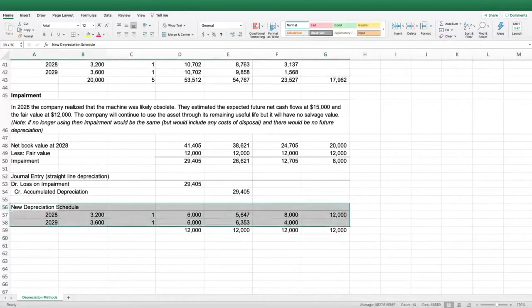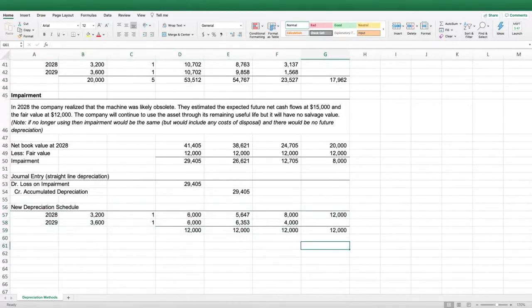So here's our new depreciation schedule after the impairment. So we just continued moving on with our depreciation under the new adjusted basis after the impairment. So that wraps up impairment. It also wraps up the problem I wanted to cover in this section.